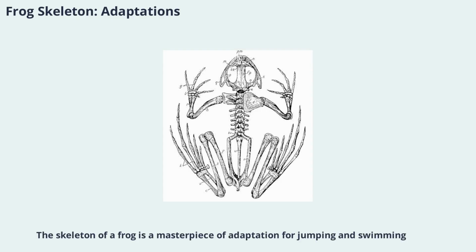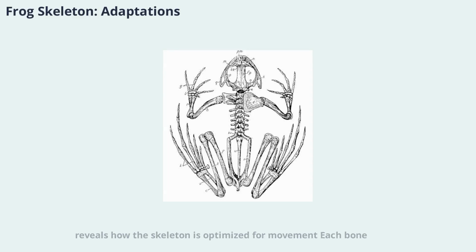The skeleton of a frog is a masterpiece of adaptation for jumping and swimming. Seen from above, the frog's bones are lightweight yet strong, with elongated hind limbs and a fused urostyle for powerful leaps. The absence of certain bones, like the suprascapular and scapular on one side, reveals how the skeleton is optimized for movement. Each bone, from the femur to the tibiofibula, plays a role in the frog's unique locomotion, allowing it to thrive in both aquatic and terrestrial habitats.